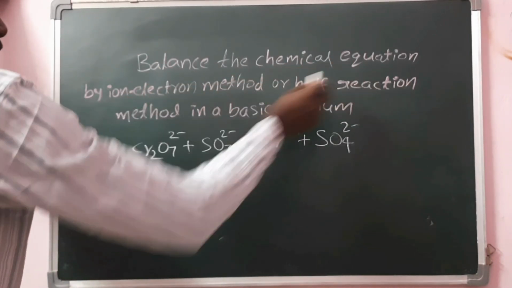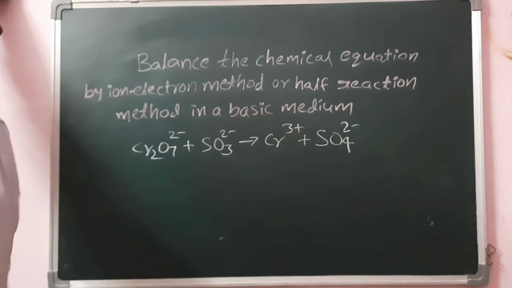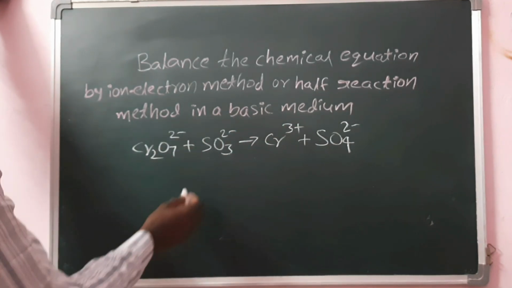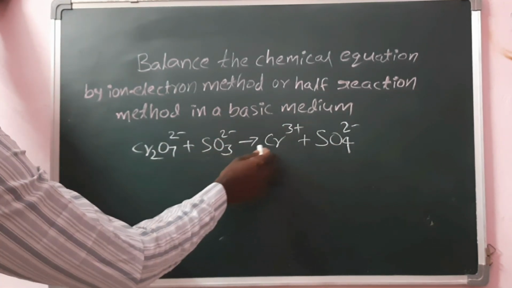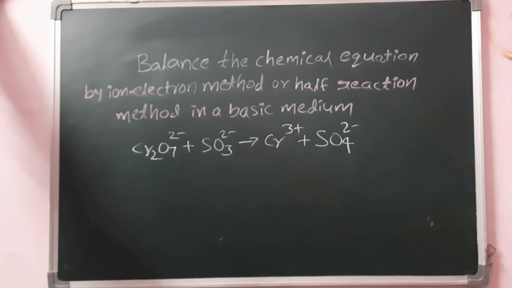Balance the chemical equation by the ion electron method or half reaction method in a basic medium. Cr2O7 2- plus SO3 2- gives us Cr3+ plus SO4 2-. First thing we do is write the oxidation number of each element by assigning oxidation number rules.